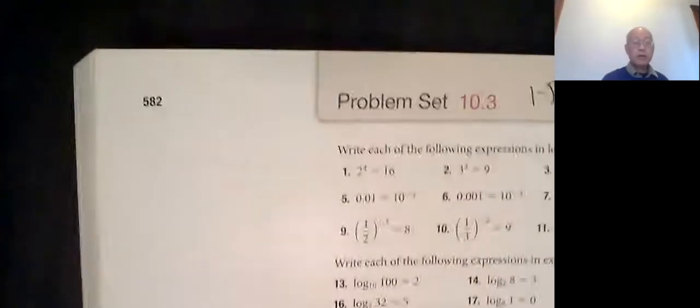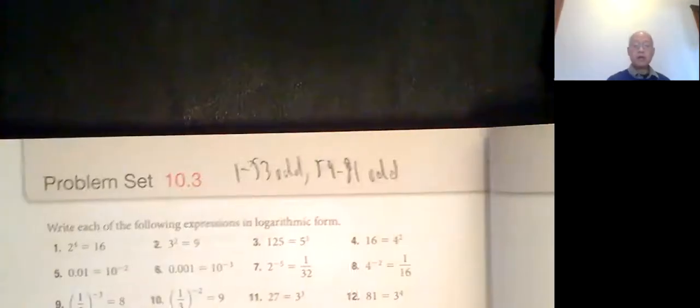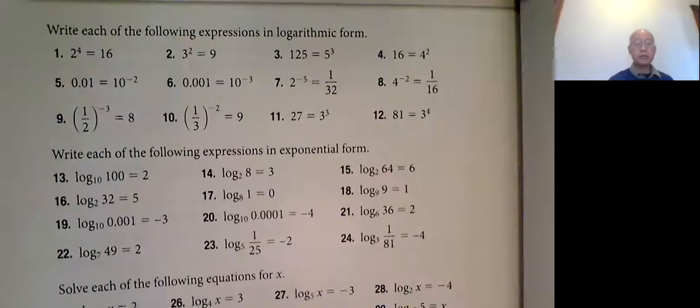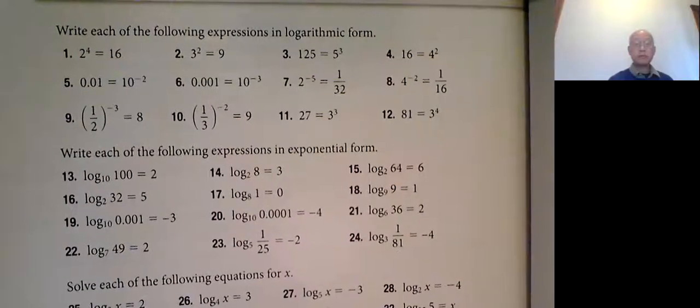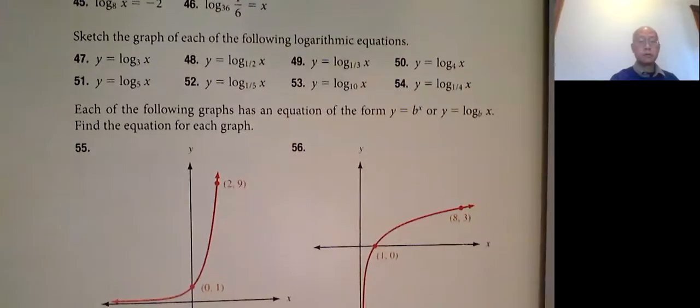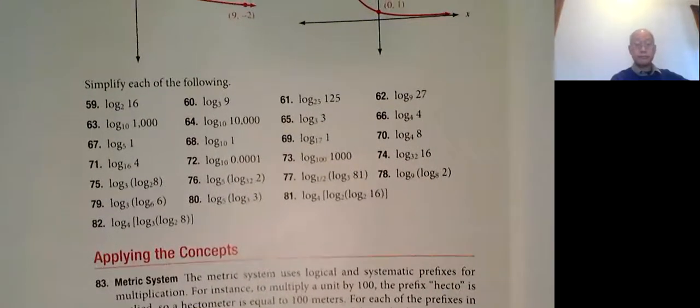Okay, 10.3, page 582, 1 to 53 odd and 59 to 81 odd. So a couple pages. Some problems there. Some more. More. And then on the next page, some batch over there, up to 81. Okay, answers in the back of the book.